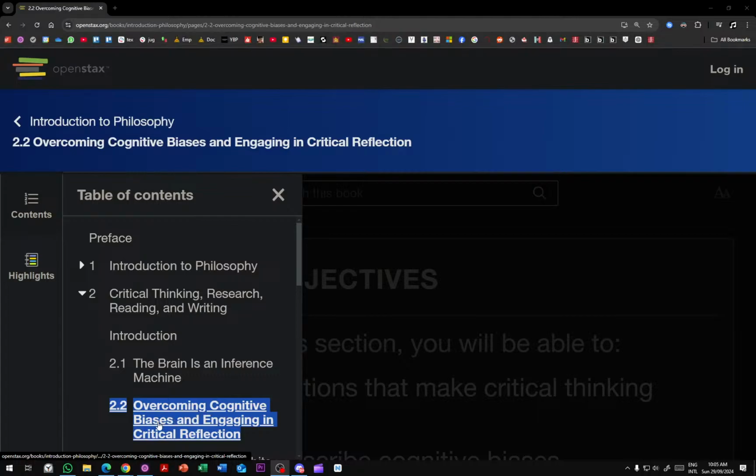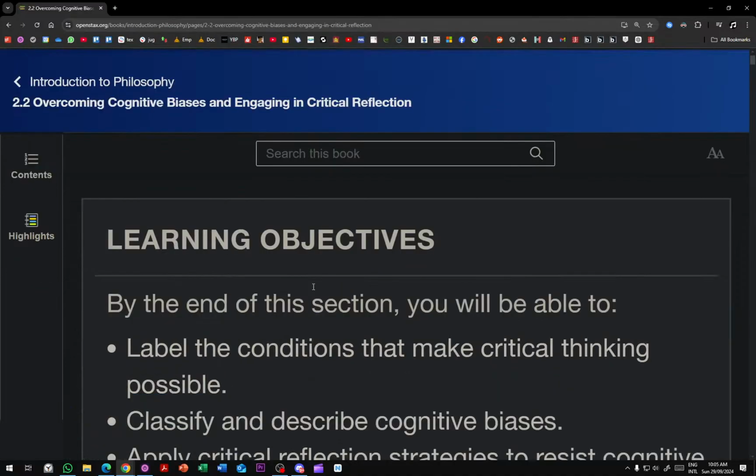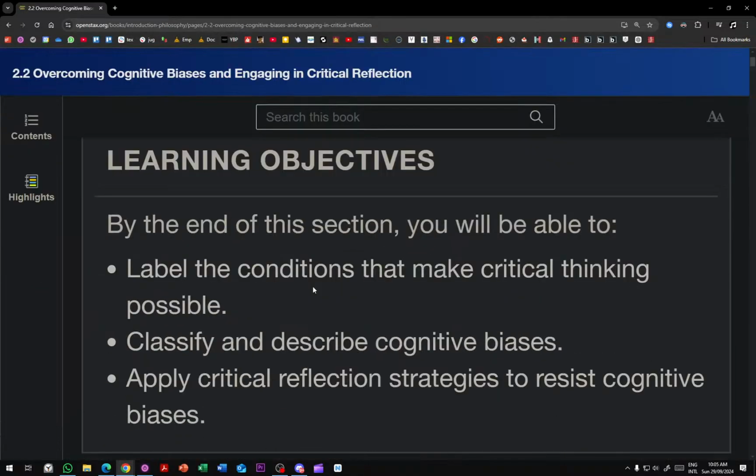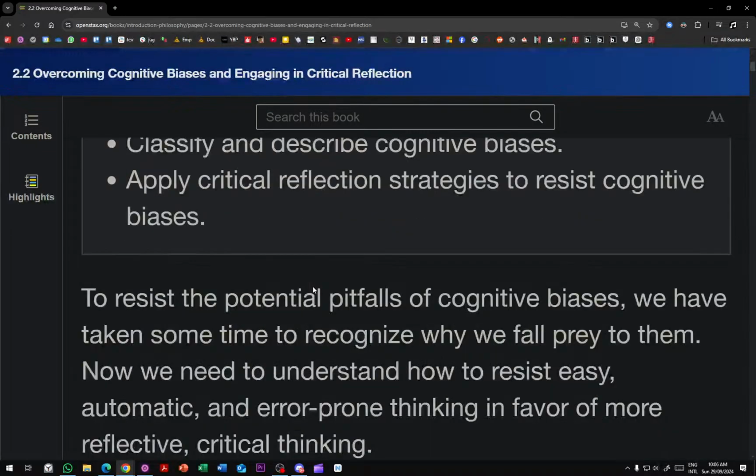Cognitive biases, and engaging in critical reflection. Learning objectives. By the end of this section, you will be able to label the conditions that make critical thinking possible, classify and describe the cognitive biases, and apply critical reflection strategies to resist cognitive biases.